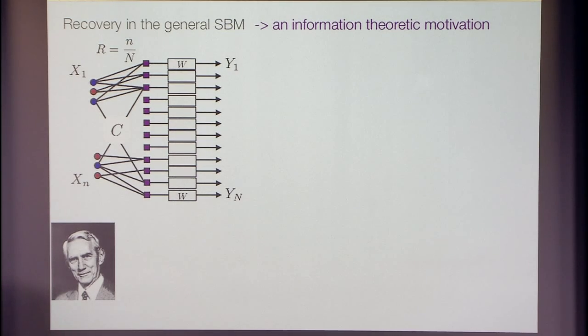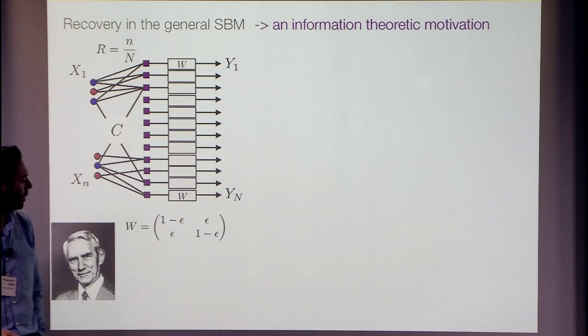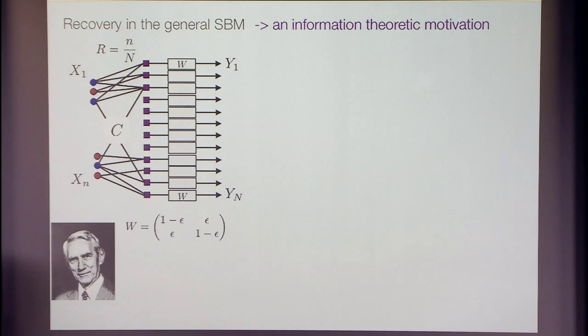So if the noise is, let's say, a binary symmetric channel, that means you flip 0 to 1 with probability epsilon, and it's symmetric, then as long as the rate is less than this epsilon log 1 over epsilon, etc., you can actually solve that problem. You can decode reliably those bits.